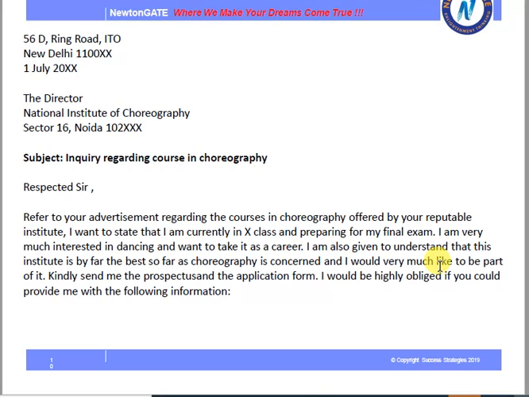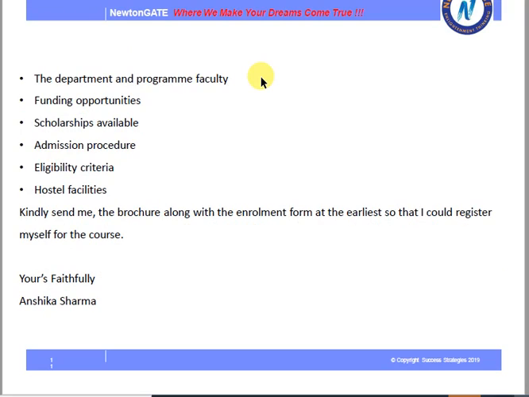Next is I wanted detailed information about their institute. Here the points I have jotted down: the department and program faculty, funding opportunities, scholarships available. It's not that you have to jot down these points only. You can jot down other points, but make sure that you are asking all the details that you need to know. Lastly, in conclusion, you will give that kindly send me the brochure along with the enrollment form at the earliest so that I could register myself for the course.